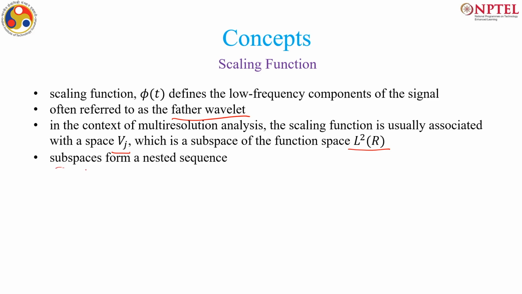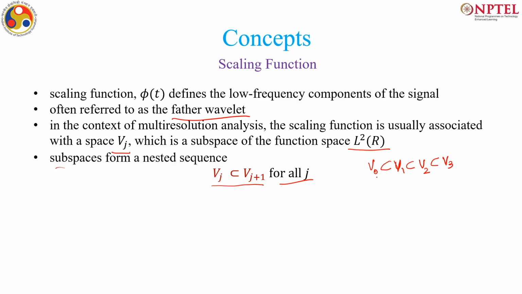And these Vj's form a nested sequence. Don't worry if this sounds complicated, we will analyze this slowly. So, here Vj is a subset of Vj plus 1 for all j. Let us take j equal to 0. That means V0 is a subset of V1, which is a subset of V2, which is a subset of V3.